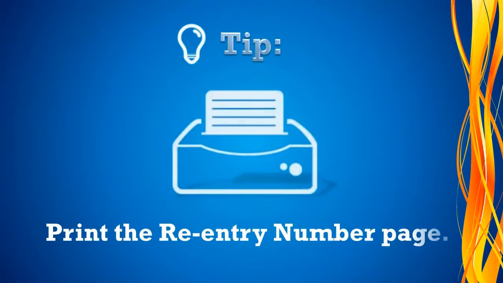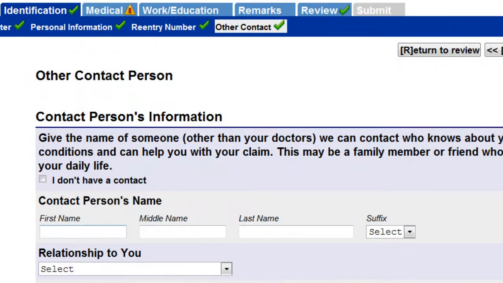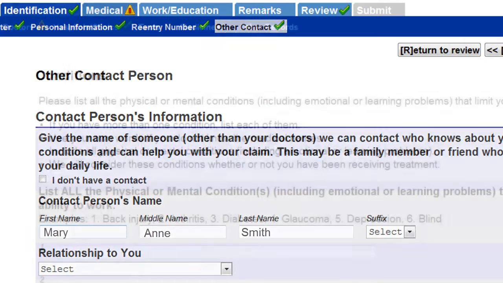Make sure you print this page and file it with your other disability documents. After you get your re-entry number, the next page asks you to fill out information about a contact person. Give the name of someone other than your doctor Social Security can contact who knows about your medical conditions and can help you with your claim.